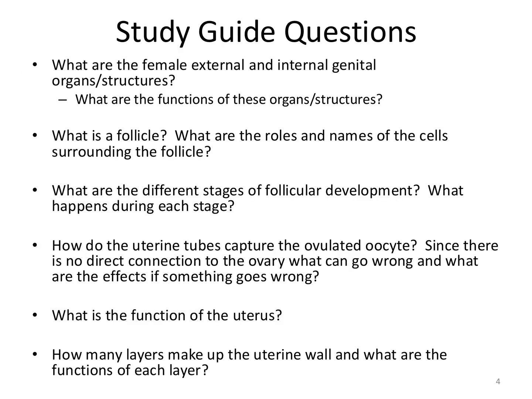We're going to look at what the female external and internal genital structures are, what their functions are. We're going to focus in on the ovary. We're going to talk about what a follicle is, and what the roles and names of the cells surrounding the follicle are. We're going to look at the different stages of follicular development, what's happening during each stage, and what hormones are involved.